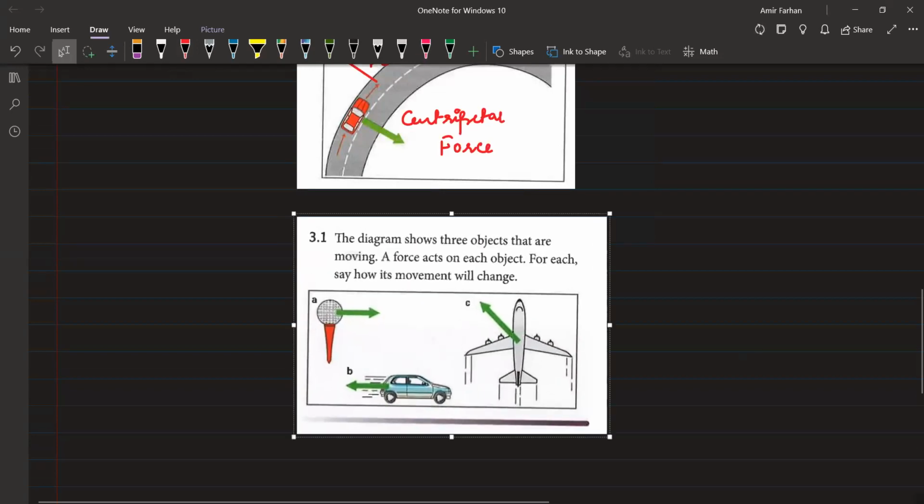Could you please tell me, the arrows show the direction we are applying force, so what should be the direction of the motion? It will go straight, obviously. Now the car is going in this direction and force is applied in the opposite direction. What will happen? It'll slow down.